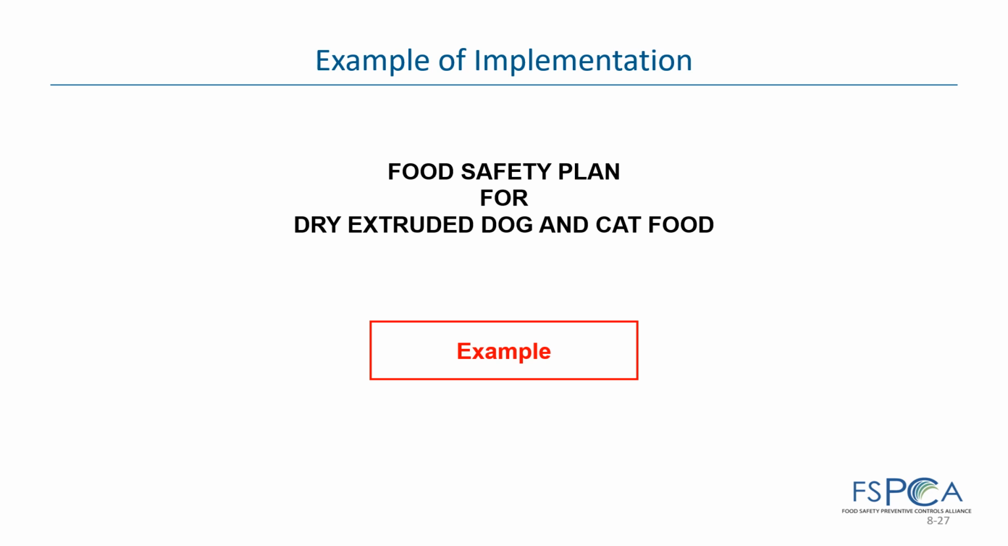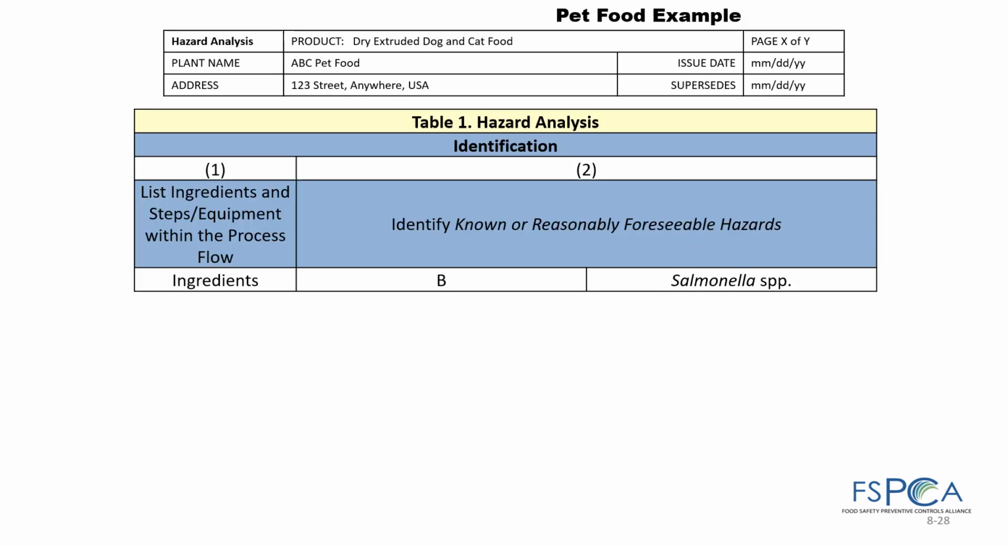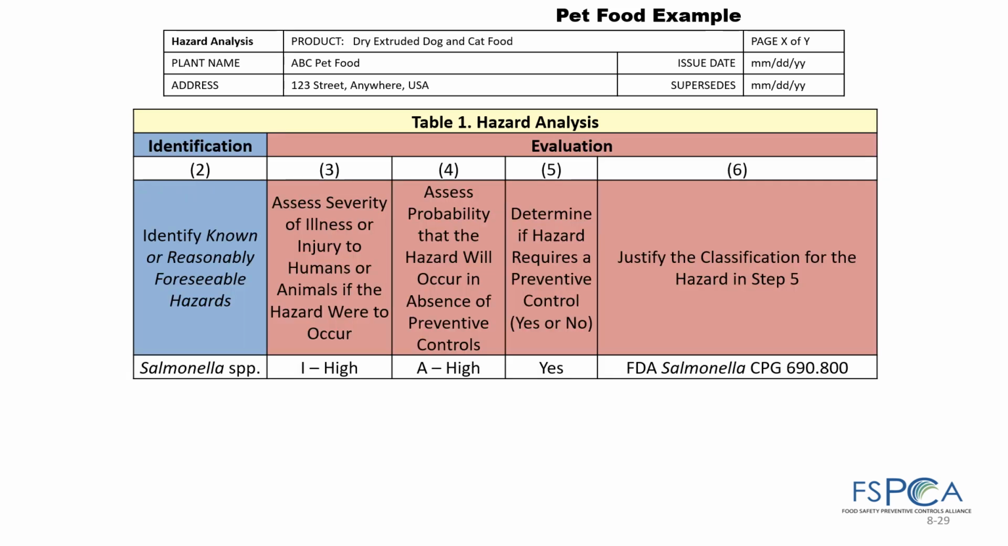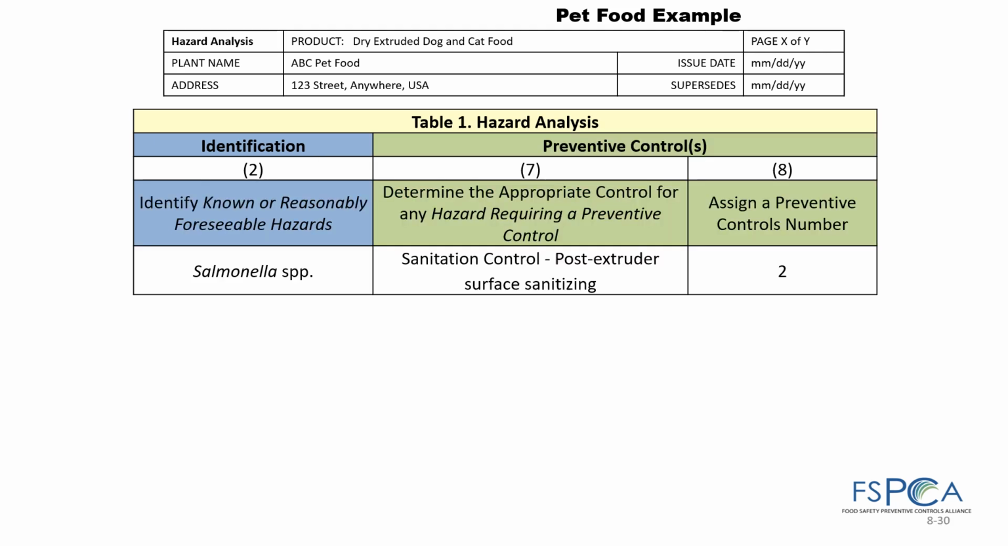Now let's take a look at an example of what a sanitation control looks like within a dog and cat food facility. Again, we're in our ABC pet food. Our hazard requiring a preventive control is Salmonella. We rated it as a high, yes, we need a preventive control. We've got an FDA guidance. And now we're going to focus on preventive control number 2, which is the sanitation control of post-extruder sanitizing surface.